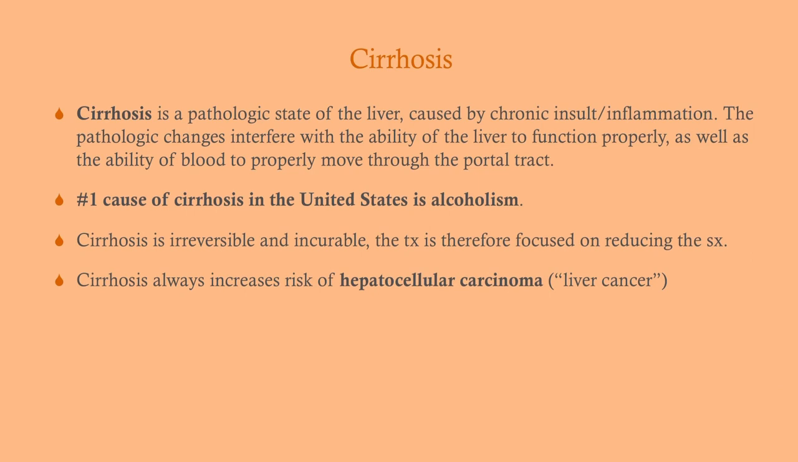The number one cause of cirrhosis in the United States is alcoholism, alcoholic liver disease. Cirrhosis is irreversible and incurable. So once you've got it, you're going to have to live with the consequences unless you get a liver transplant. But that's got consequences too, because then you're going to be taking immunosuppressants the rest of your life, unless you got an identical twin.